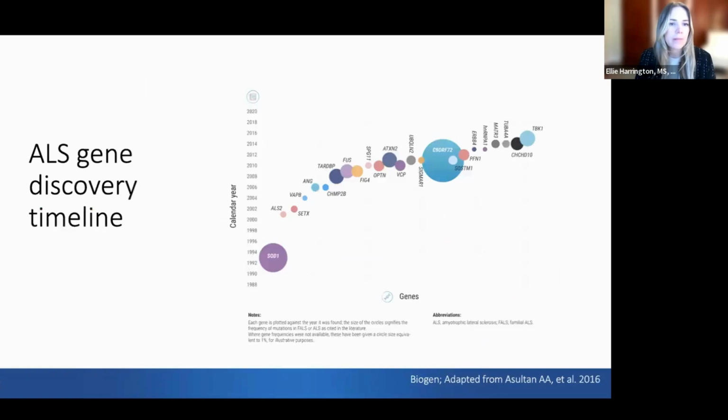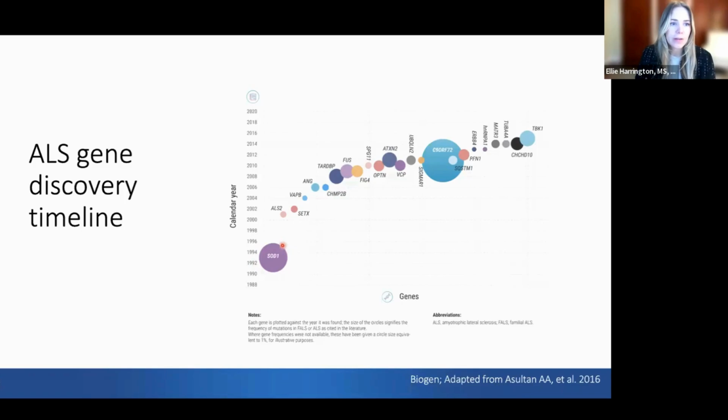My clicker's not working. So this is just big picture of ALS gene discovery over time. So here on this axis is our timeline, and here on this axis is our genes. So back in the 1990s, we had the first gene discovered and associated with ALS, which is SOD1. And these circles, the size of the circles represent the contribution to disease. So the larger the circle, the more common the gene is.